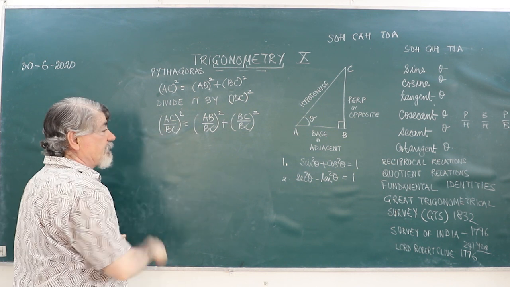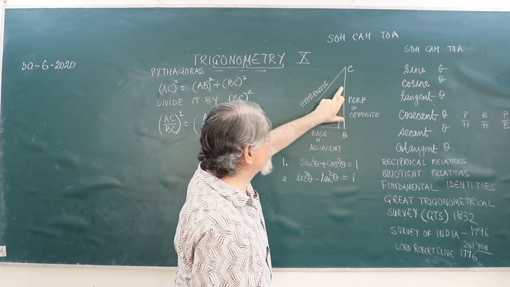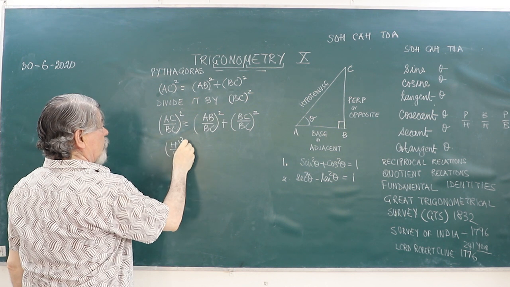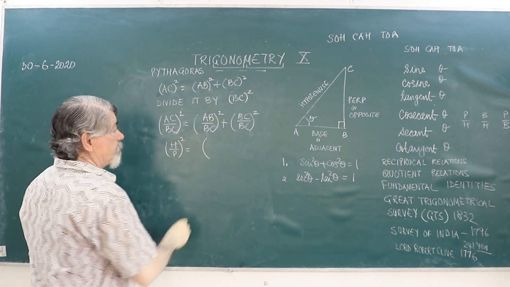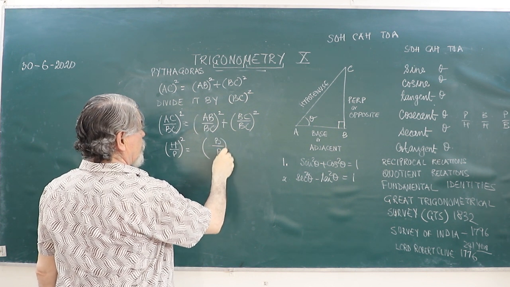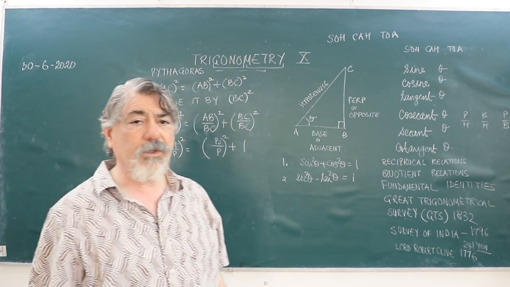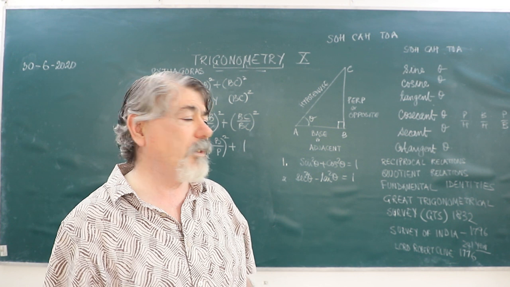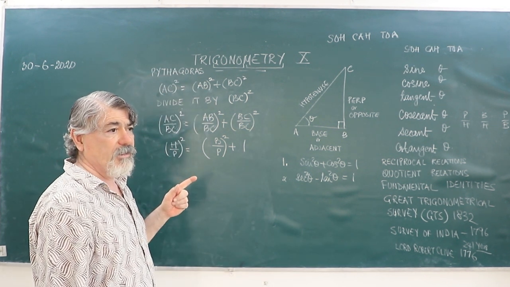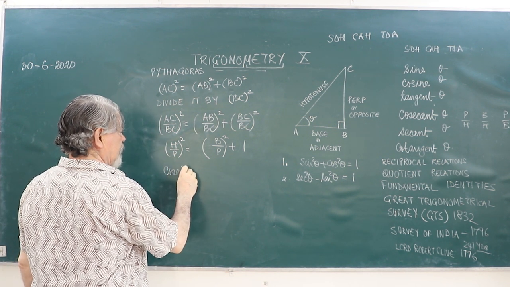Now AC upon BC, what is AC? AC is hypotenuse and BC is perpendicular. Hypotenuse upon perpendicular whole square. AB is base and BC is perpendicular whole square plus 1. BC square upon BC square is 1. Now hypotenuse upon perpendicular is the opposite of sine theta, which is cosec theta. It is cosec square theta.